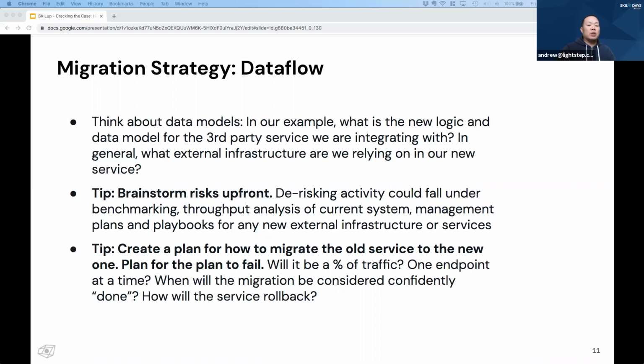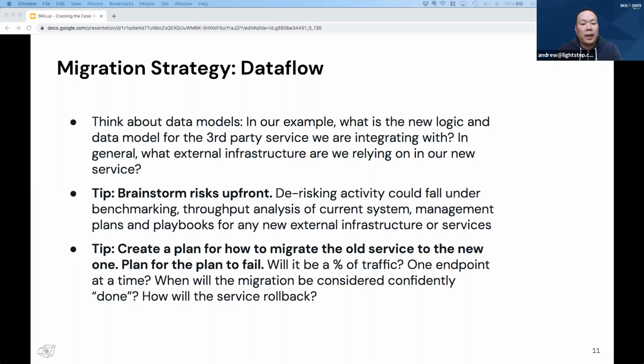Ultimately, this is about de-risking the migration. So one tip is to brainstorm these risks early. For example, if you're planning on using a new database, what is the infrastructure required for running it? What are its throughput capabilities? What are its performance profiles? Spending time benchmarking and analyzing this new system, as well as your current system, will help de-risk the move by having a better understanding of the capabilities of the components so you can design for its strengths and limitations. This will also allow you to create management plans and playbooks for working with these new systems.